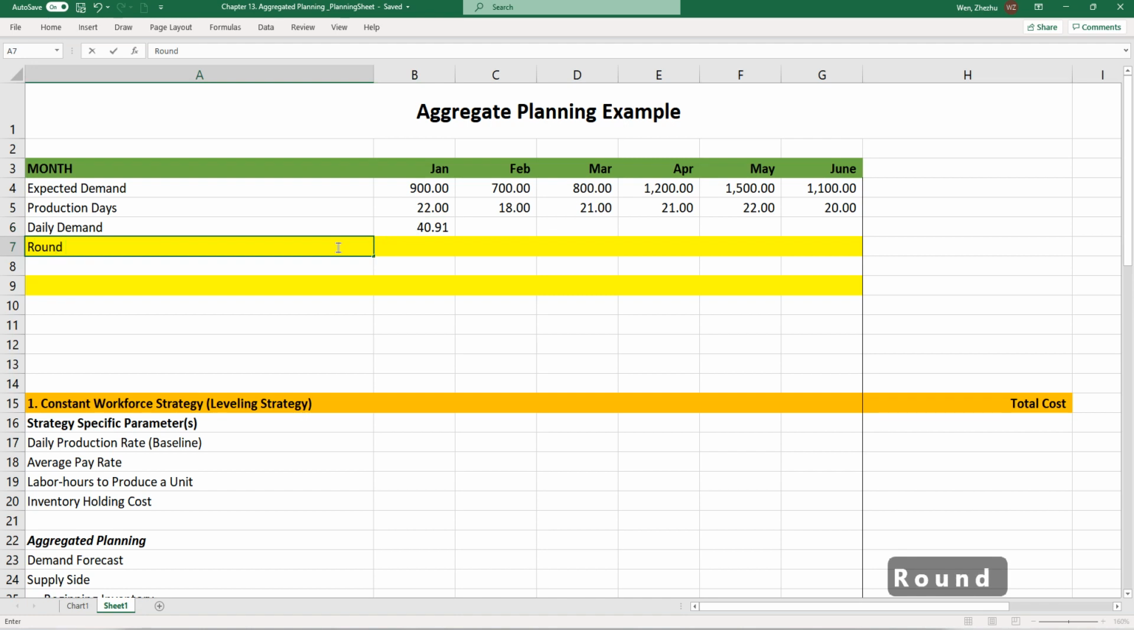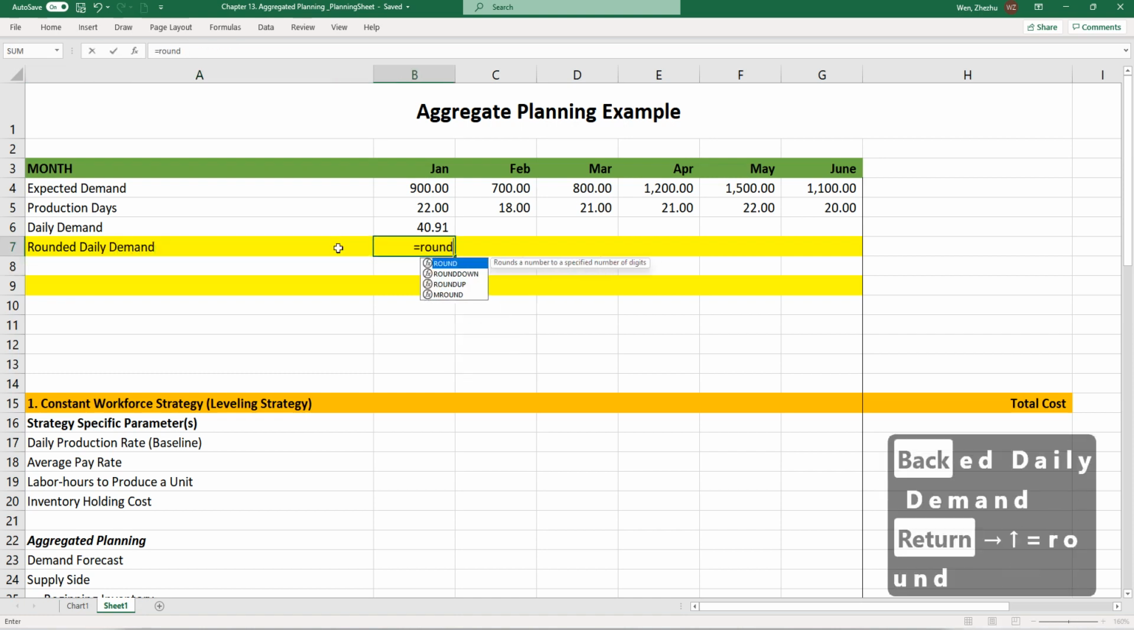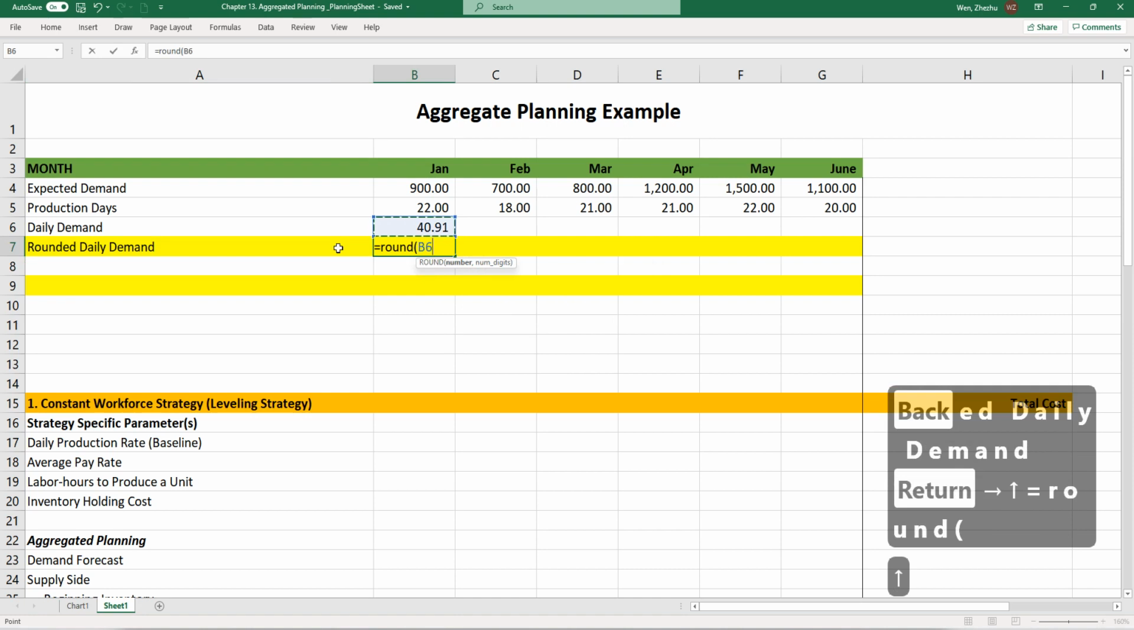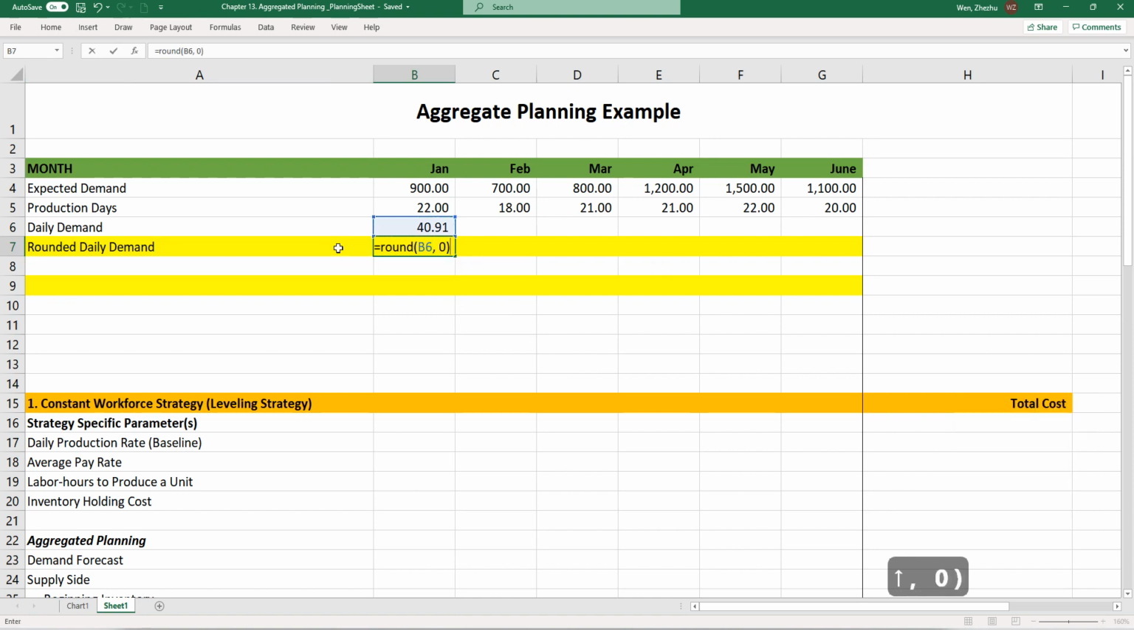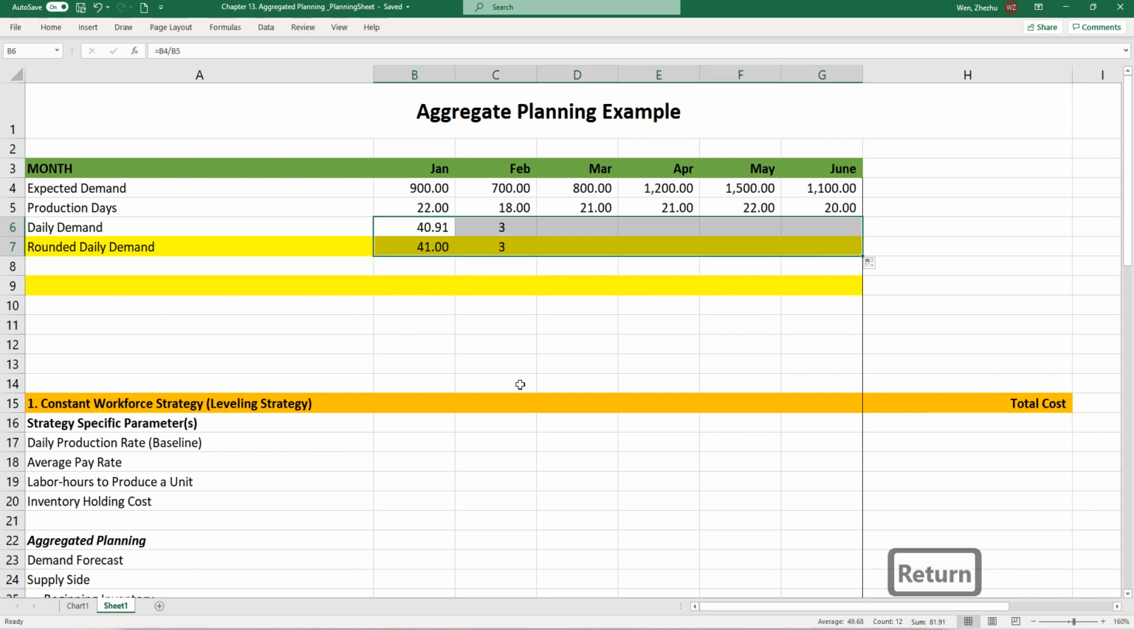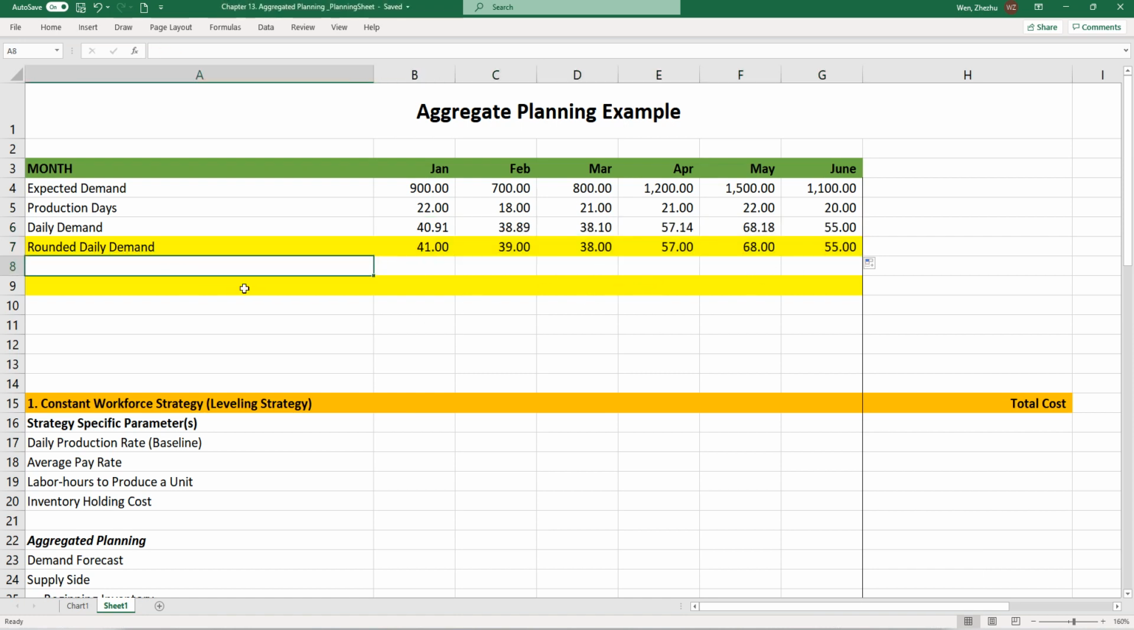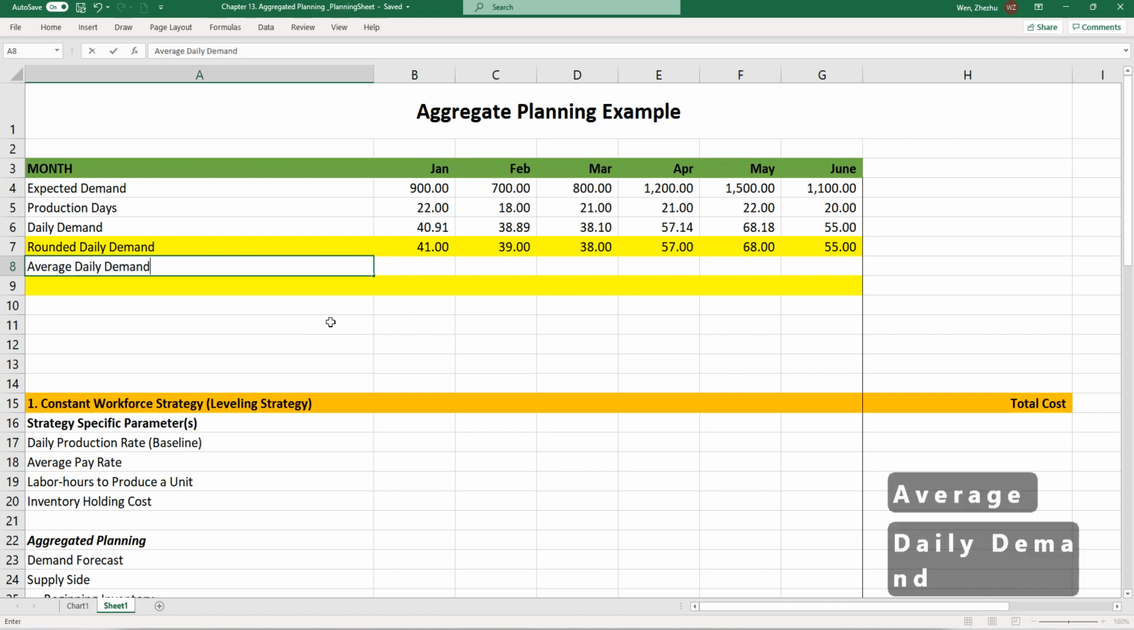So I'm just going to say rounded daily demand. So it's going to be round this number to an integer. 0 means 0 numbers after the decimal point. Okay, so that will help us round it, and I'm just going to drag it to finish. And so we have a rounded daily demand. And we also would like to know what is our average daily demand. Average daily demand.